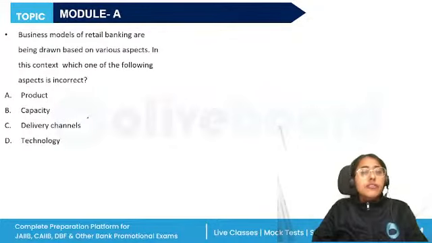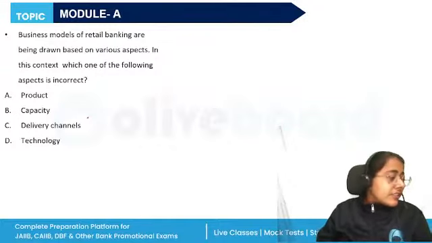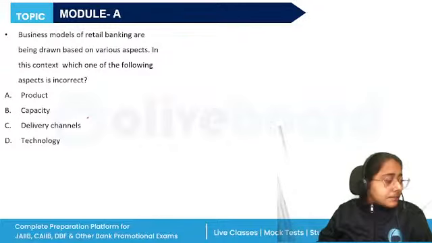Next, business models of retail banking are being drawn on various aspects. In this context, which of the following aspects is incorrect? So we need to read the question very carefully. If we just go through it very quickly and look for which of the following is correct, we'll mark the wrong answer. So here the question is asking us which of the following aspects is incorrect. So what does the business model of retail banking not depend on? The product, capacity, delivery channels, or technology?